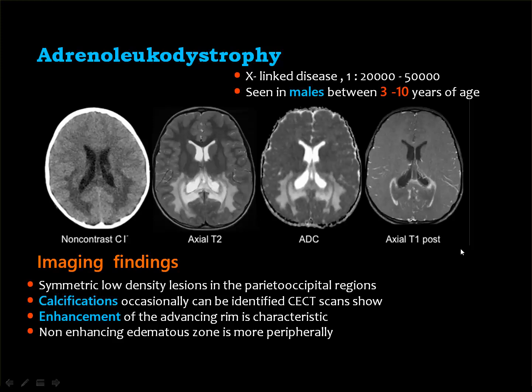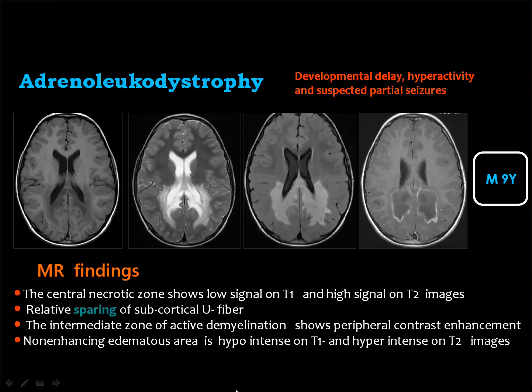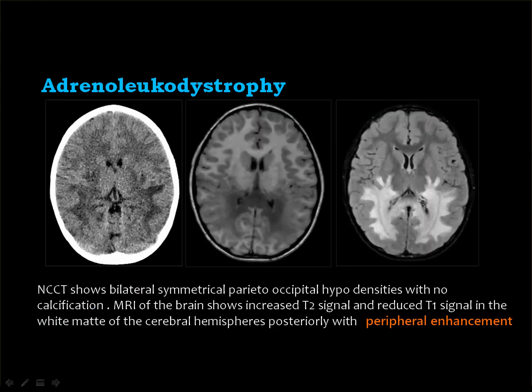But if you inject contrast material, the margin of the lesion will show contrast enhancement and is known as the active leading edge or the inflammatory edge of the disease. This is the characteristic appearance of adrenoleukodystrophy by MRI: low signal in the T1, high signal in the T2 and FLAIR, and marginal post-contrast enhancement of the leading edge.